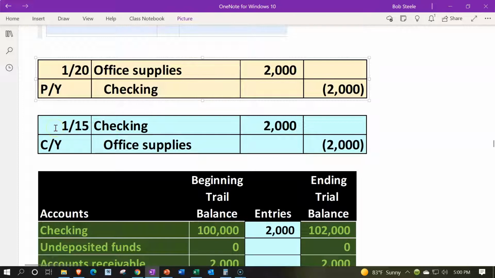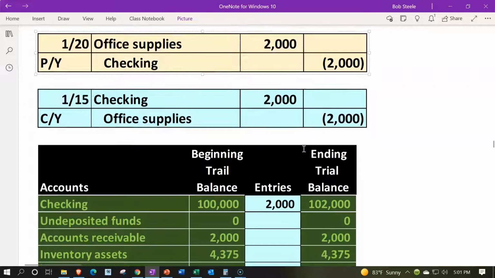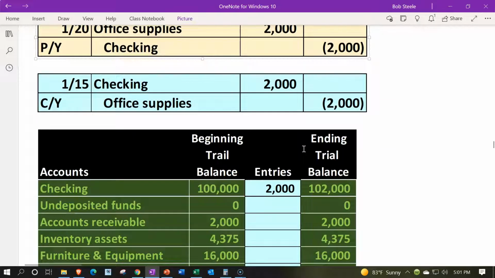So if the current date was 1/15 in the current year, then I'm going to increase the checking account by the 2,000, and I'm going to put a credit to the supplies, which looks funny in the current year, but it'll be fine. The other option is for us to fix or correct an error in the prior period. What we would like to do is leave the prior period alone and then correct for the error in the current period, if it's not a material item, one that's going to be significant for decision making. So that will throw off the financials, in other words.